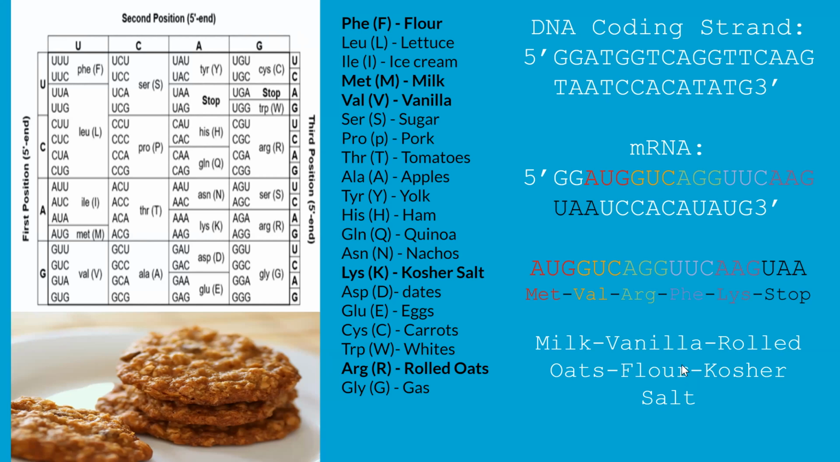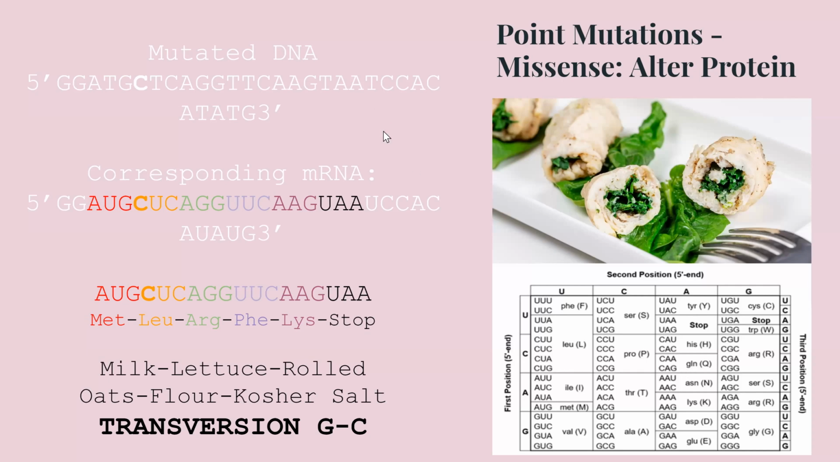But what happens if we have some kind of mutation that's going to alter the ingredients that are added? Let's say we have a transversion where one of the bases goes from a G to a C. We're actually going to get a missense mutation that's going to alter our protein. When we try to translate it, we see that we actually have LEU, which if we go back to the ingredients, coded for lettuce. So instead of making oatmeal cookies, we're going to make this weird concoction with lettuce. That's not really what we wanted to eat or what our cells needed.